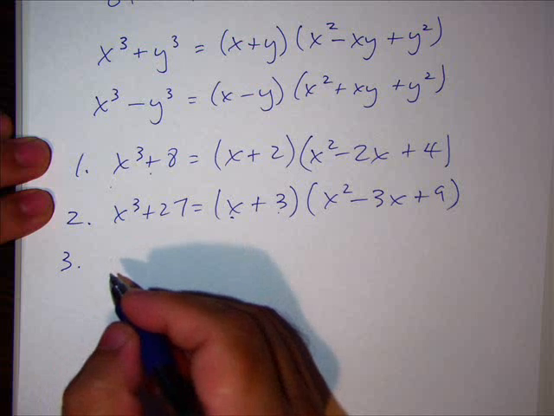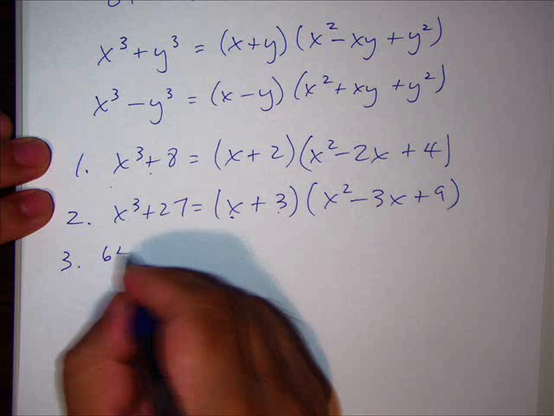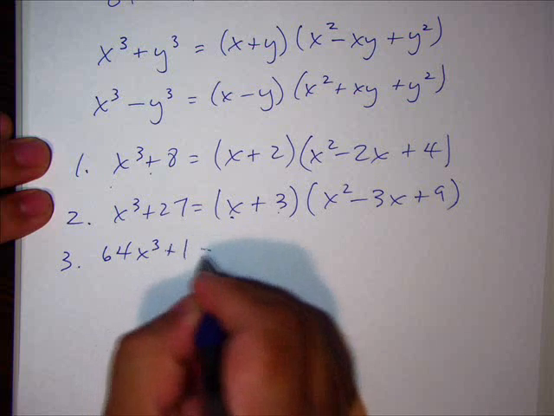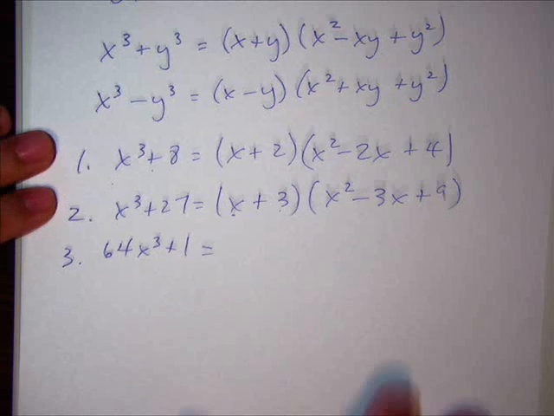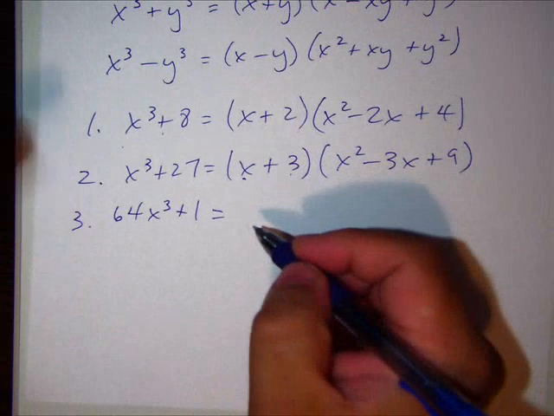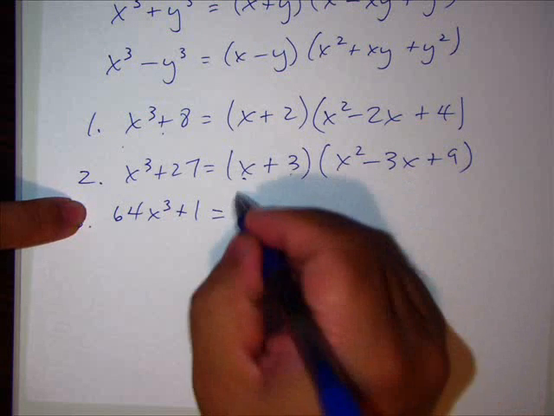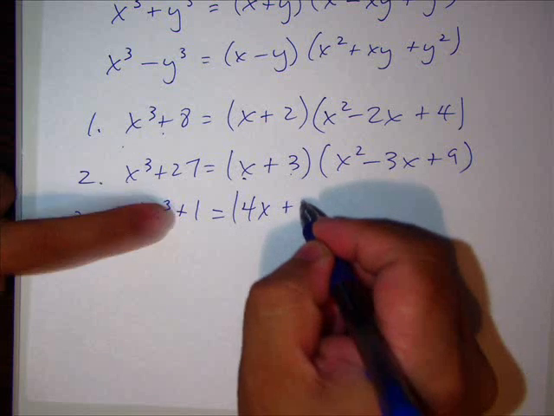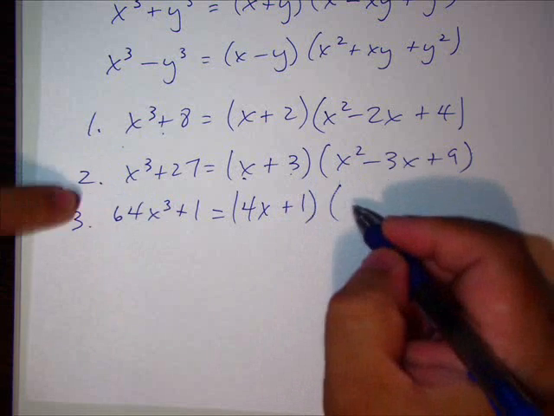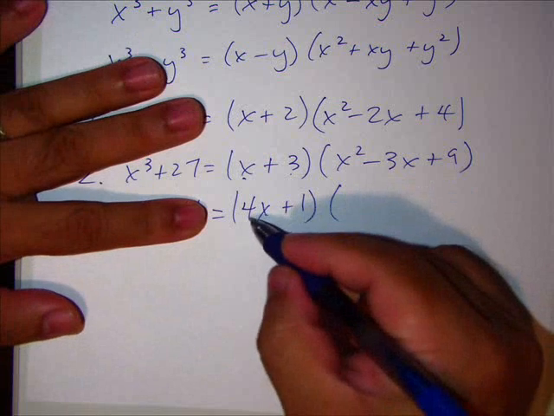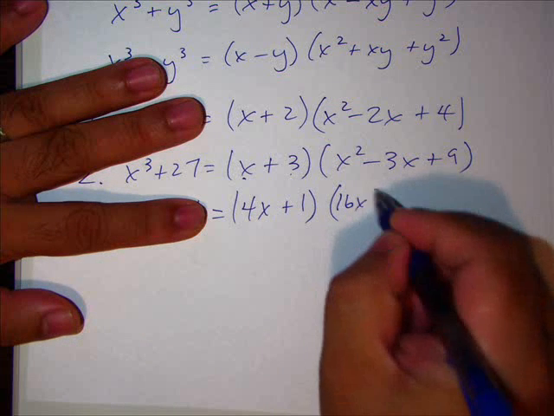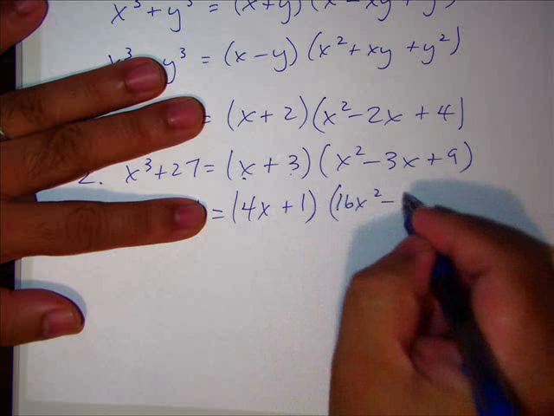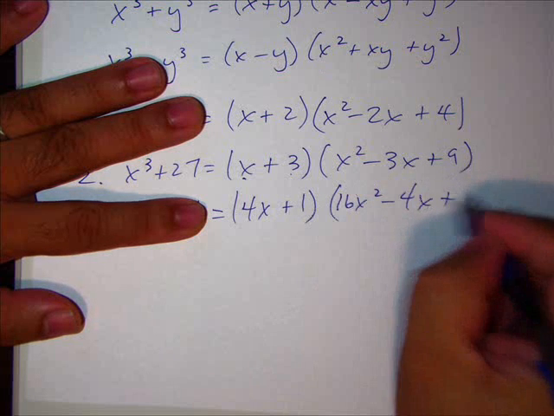I am doing 12 examples. First 6 will be the sum of two cubes. Alright, what's cube root of 64? 4. Cube root of 1 is 1. Alright, square that. Change the sign. Multiply 4x and 1. Square the last term.